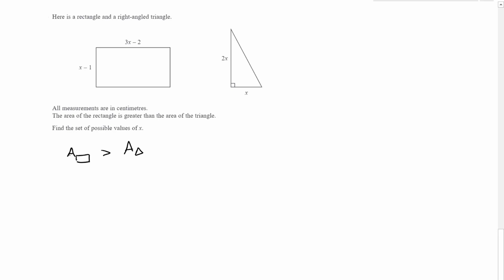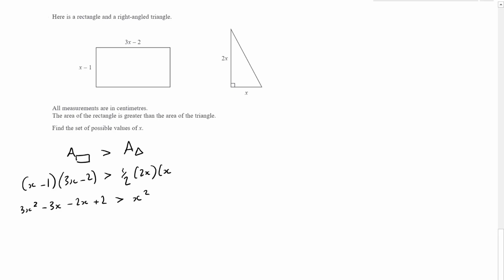So working out the area of a rectangle, I'm just going to multiply these two together, so it's just going to become x minus 1 times 3x minus 2. That's going to be greater than the area of a triangle, which is a half times the base times the height. So that's going to be a half times 2x times x. So when I expand these brackets, I get 3x squared minus 3x minus 2x and then plus 2 is greater than x squared.